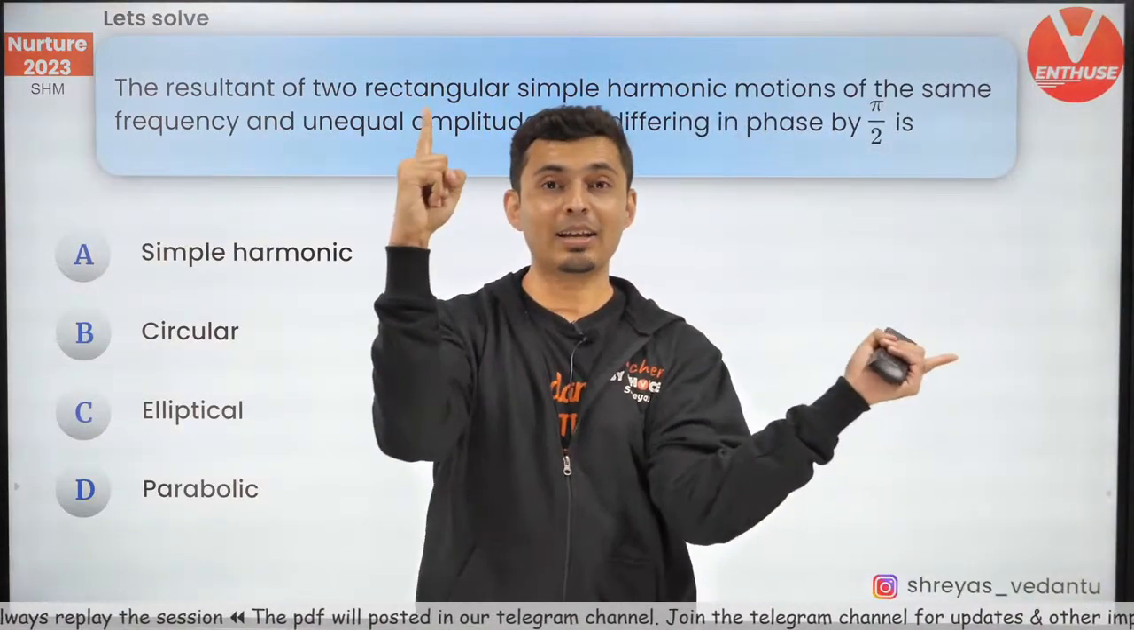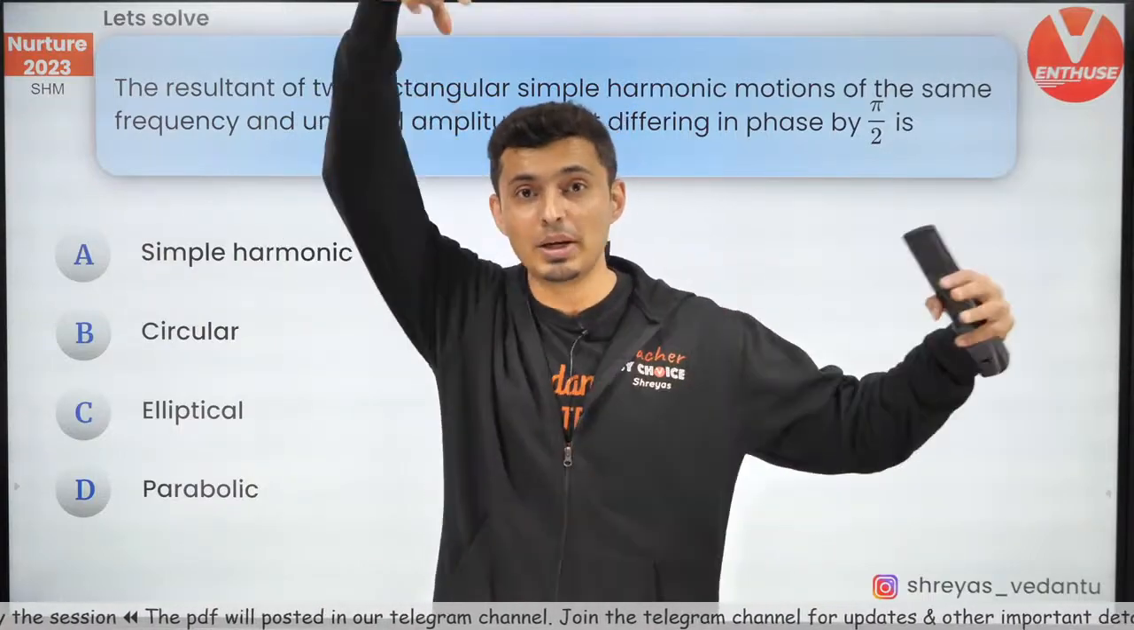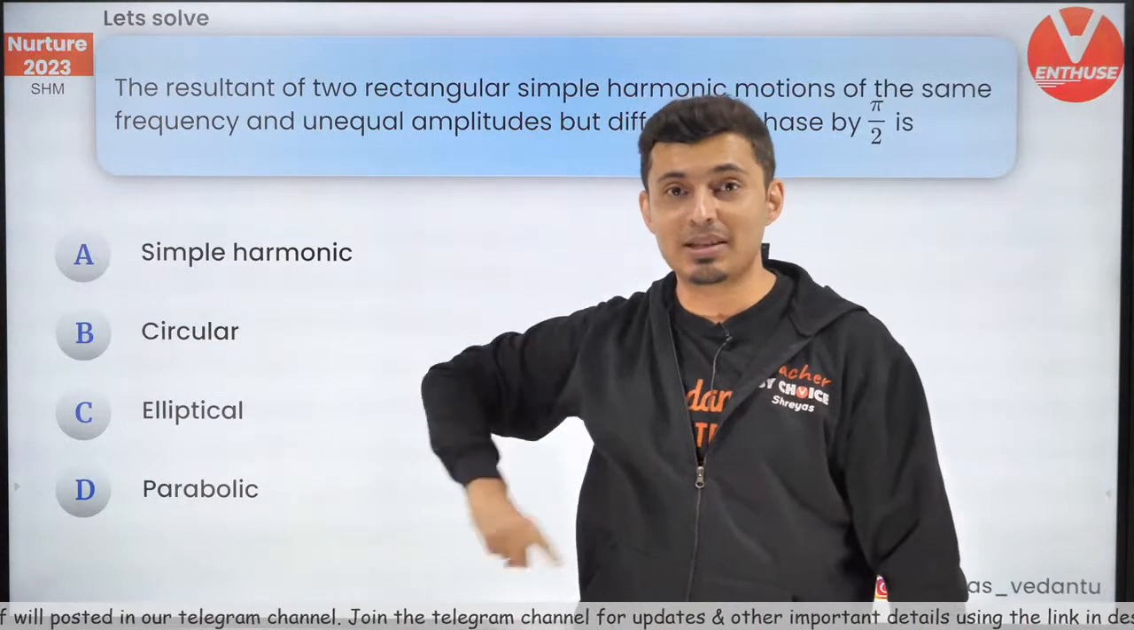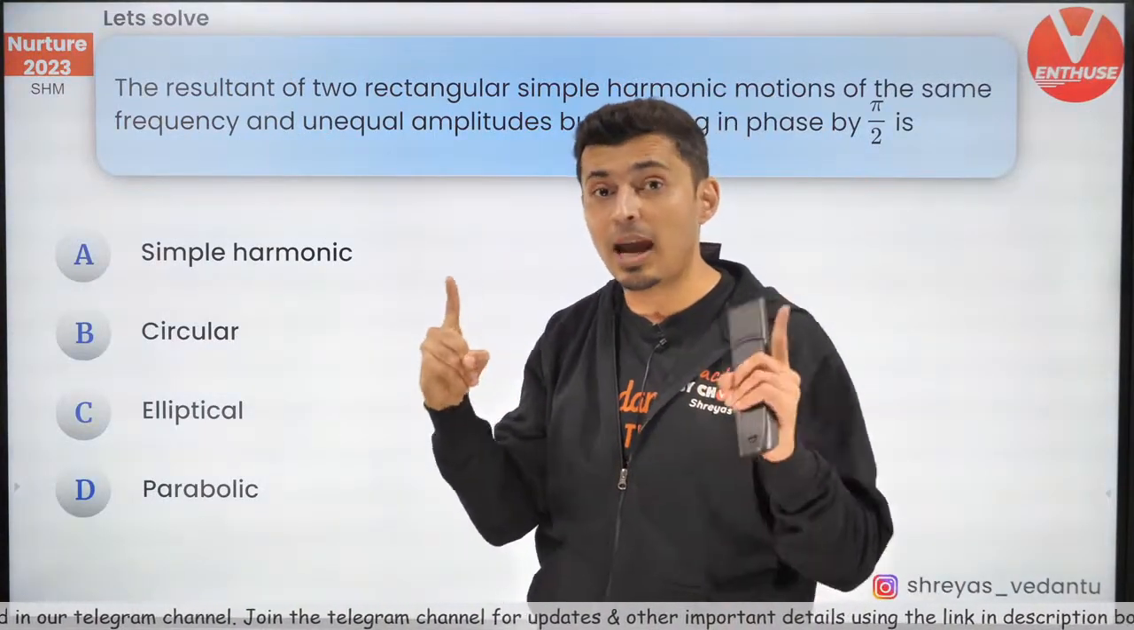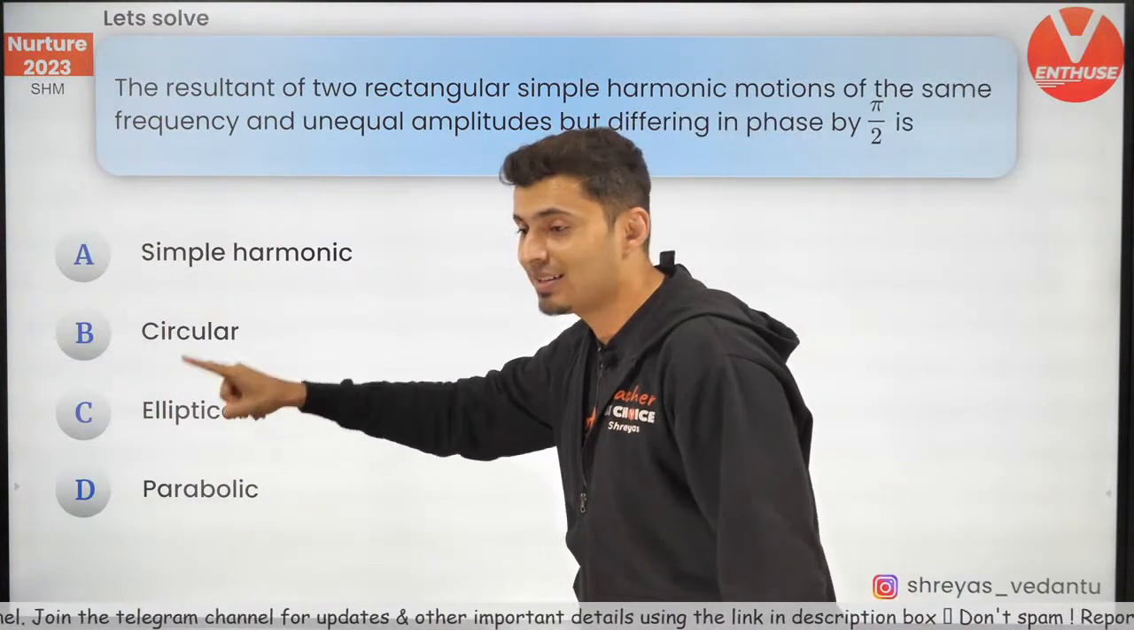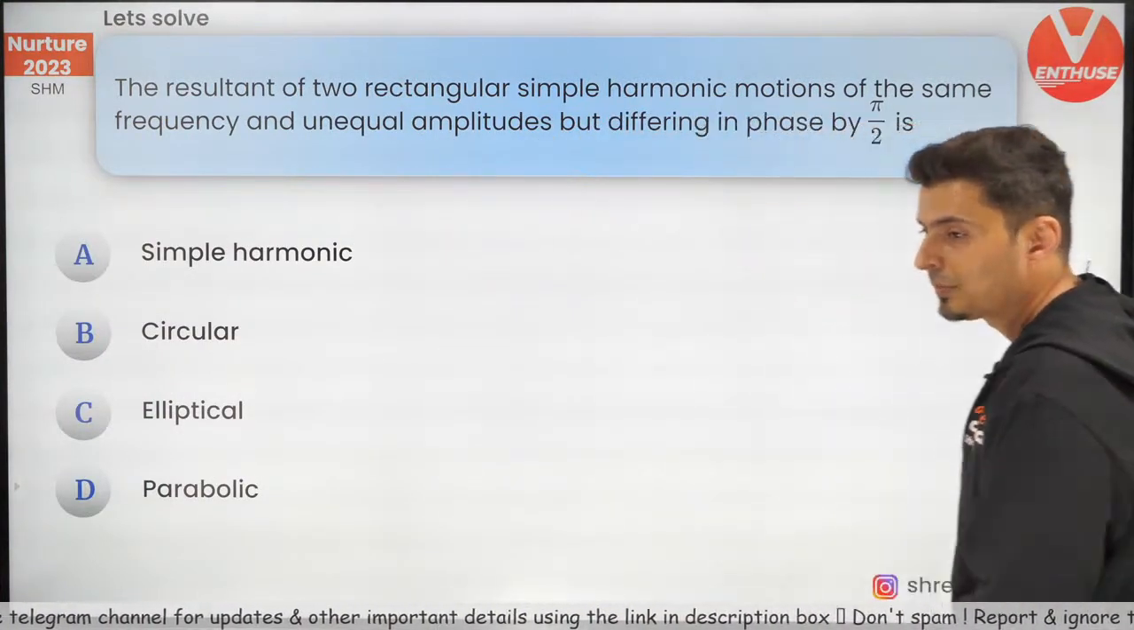This is two perpendicular SHMs combining in 2D. Okay, if it is 90, what was it? It was an ellipse, but it will be a circle if amplitudes are equal. It's clearly mentioned unequal amplitudes, so hence it should be elliptical.